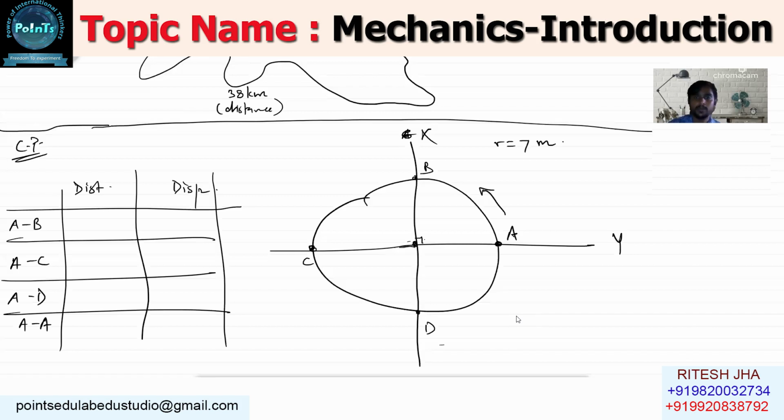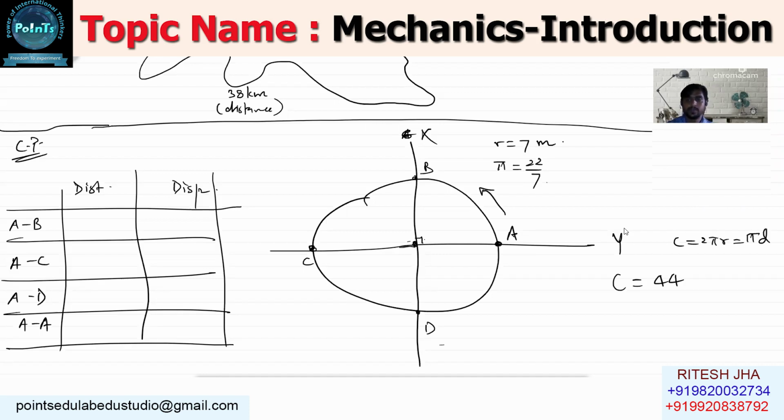What is, remember, R is equal to 7 meters, and take pi as 22 by 7, and tell me the answer quickly. So 22 by 7 times the diameter, which is 14. If you need the circumference, let's say the circumference is 44. We got the circumference to be 44. Circumference is 2 pi r or pi d. So that comes out to 44 meters.